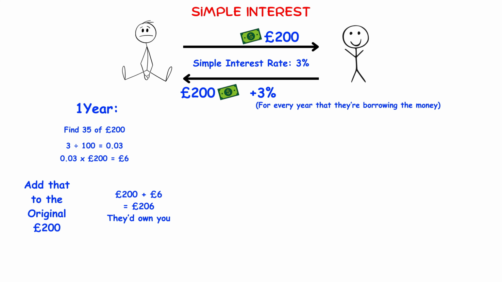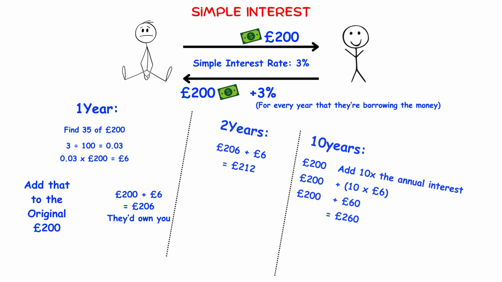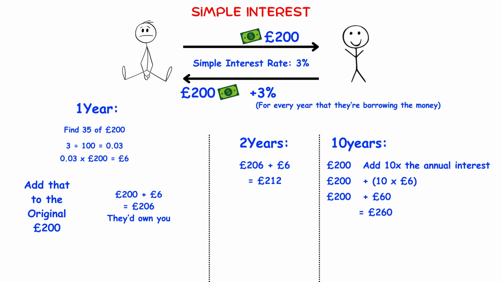To find out the total amount the borrower owes after 1 year, we simply add the £6 of interest to the original loan of £200. That gives us a total of £206 after 1 year. However, loans are not always taken for just 1 year. Suppose instead the borrower keeps the money for 2 years. In that case, we could take the amount owed after the first year, which is £206, and add another year's worth of interest, which is again £6. This would bring the total amount owed after 2 years to £212.